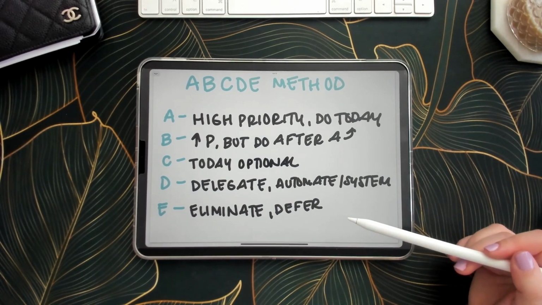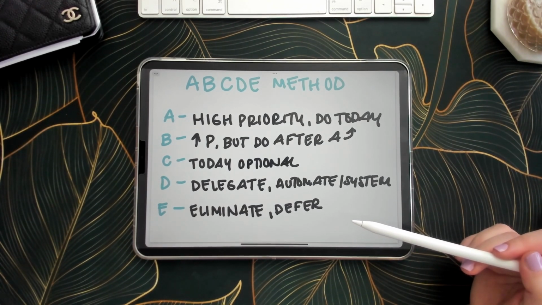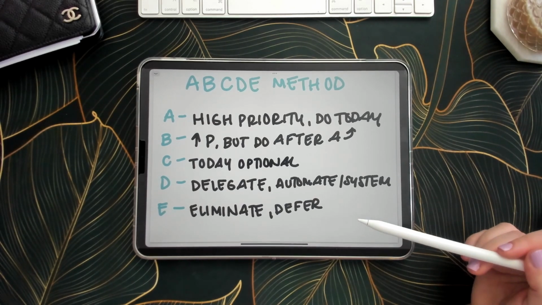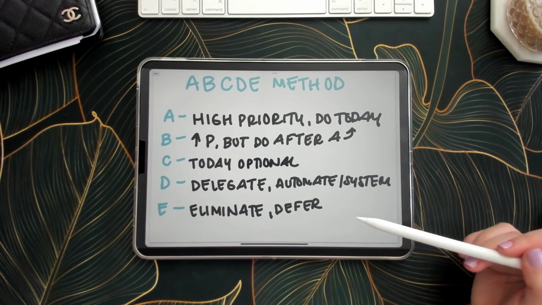And E is eliminate or postpone tasks. So these are tasks that upon closer inspection might not contribute significantly to any of your goals. If possible, remove them from your to-do list or postpone them to a later date. This is very similar to the not urgent, not important category on the Eisenhower Matrix. Delegate, defer, or put it on a someday maybe list.